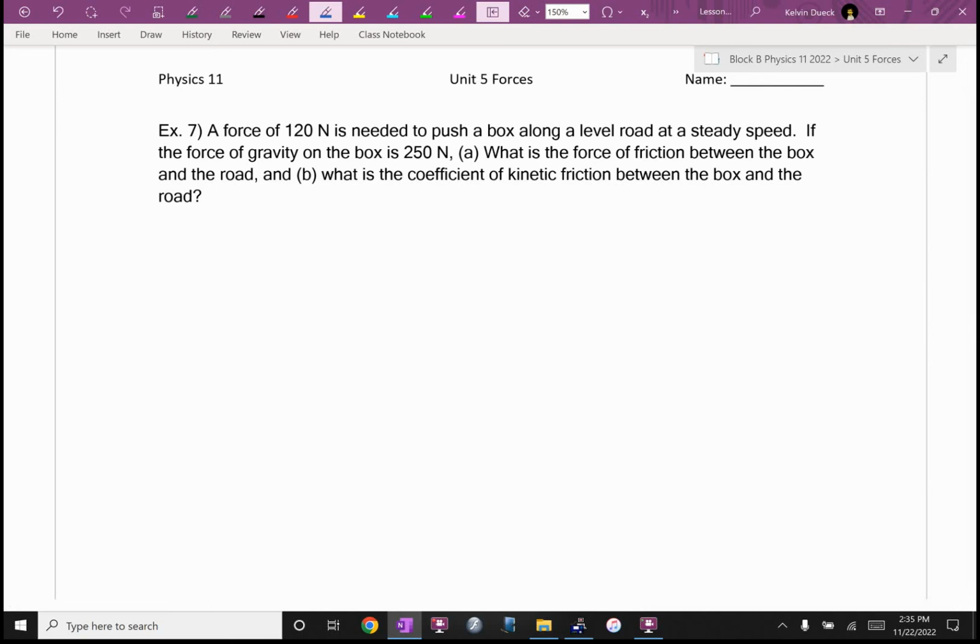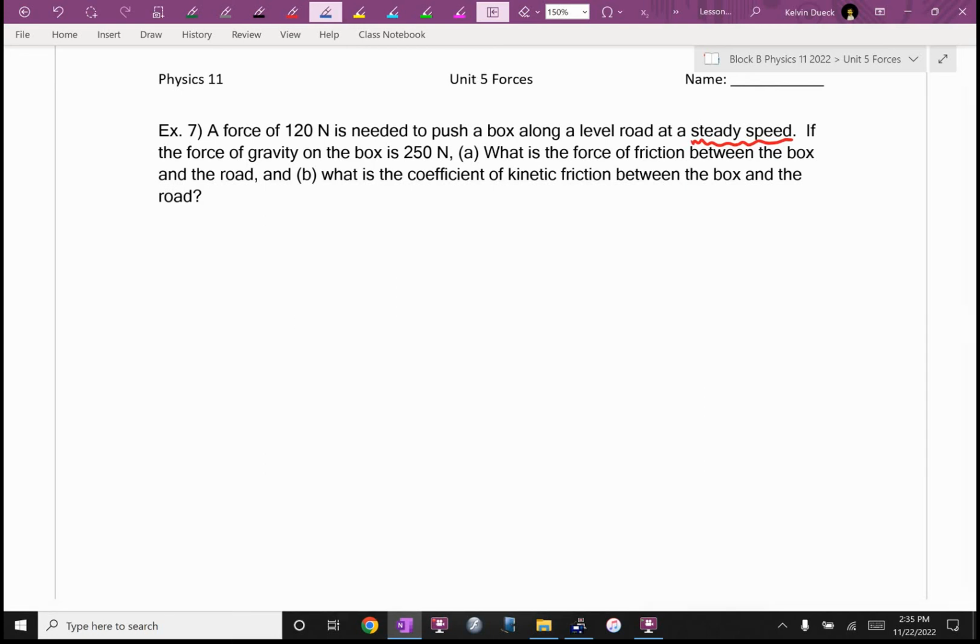This is one of those so easy that it's tough questions. It says this. A force of 120 newtons is needed to push a box along a level road at a steady speed. Of course, all of us would underline the phrase steady speed. If the force of gravity on the box is 250 newtons, what's the force of friction and what's the coefficient of friction? Well, clearly, how am I going to start this out?